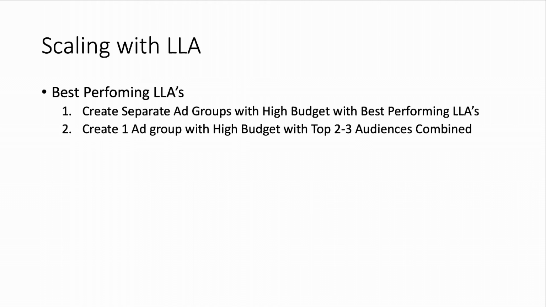Second option is, you create only one ad group with all these three audiences in the same ad group and give it a high budget. Now if you have more than three audiences that are working for you, it's very good. So what you do is you create two different ad groups. The top three in one ad group, the next three in the second ad group, and give them a high budget and run those ads. Most likely, if all these audiences have worked for you, this ad group will also work for you, and will give you a very low cost for conversion.